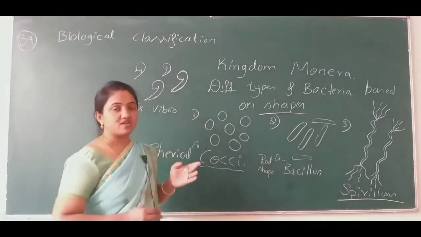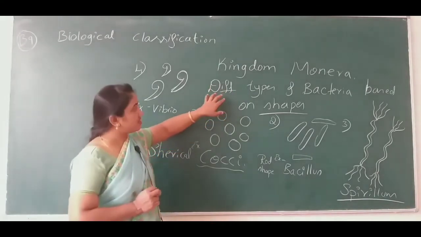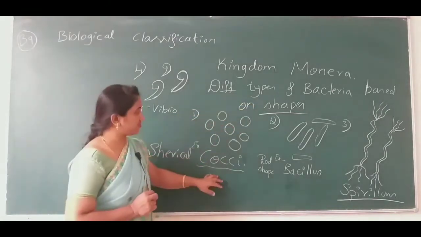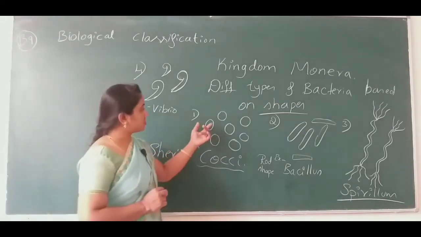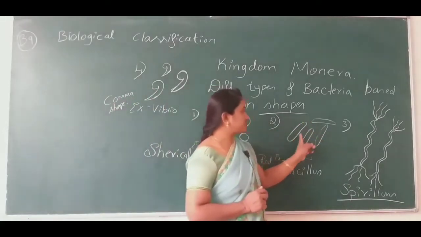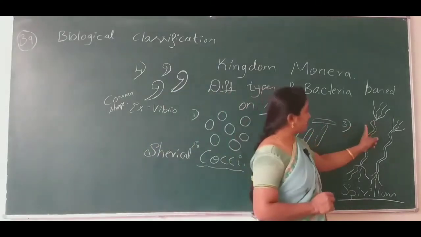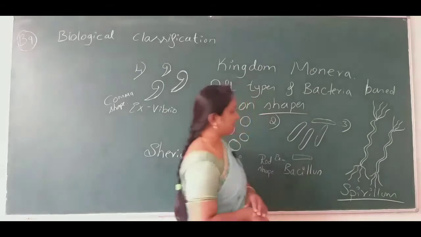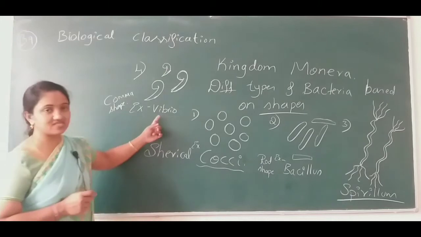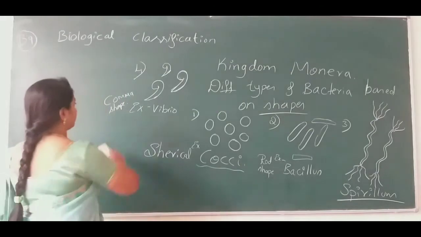And after that we are going to start the next concept, the different types of bacteria based on the shapes. So the first type of bacteria, the shape is spherical, and the name of the bacteria is cocci. The shape is rod shape and the name is Bacillus. The shape is spiral and the name is spirillum. The shape is comma shape and the name is Vibrio. Okay, so we'll move on to the next concept.